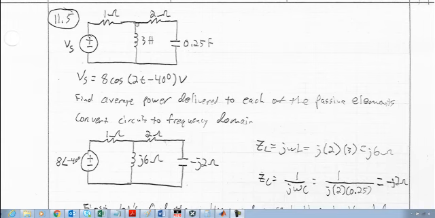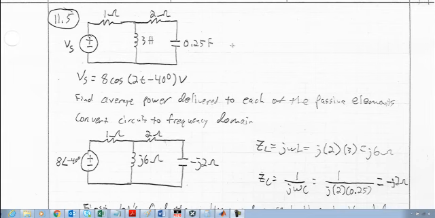So what we're given here is this schematic. We've got a voltage source, which is given as 8 cosine 2t minus 40 degrees volts. So we know from this that omega is 2. We have a 1 ohm and a 2 ohm resistor arranged as so, a 3 henry inductor, and a 1/4 farad capacitor. And we're tasked with finding the average power delivered to each of the passive elements.